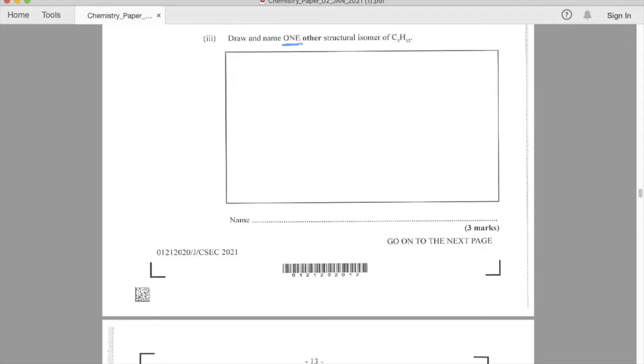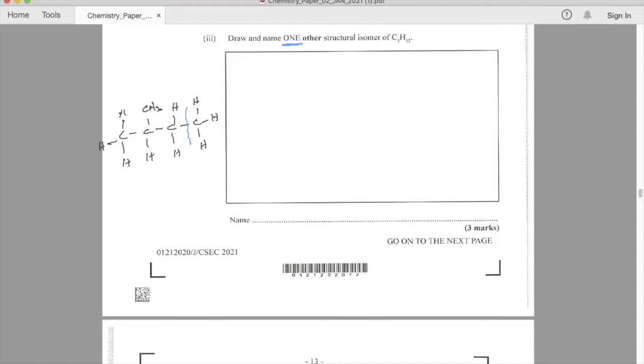What we could do to assist us is draw back the structure that we had a while ago. I'm condensing it this time to save time. All we need to do to get another isomer is to find a way to cut and arrange this molecule so we get an arrangement that we never had before. What we could do is take the methyl group right here.